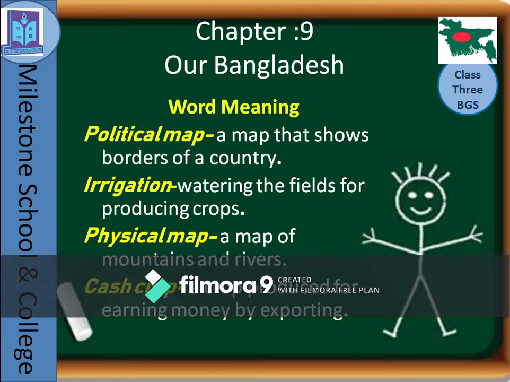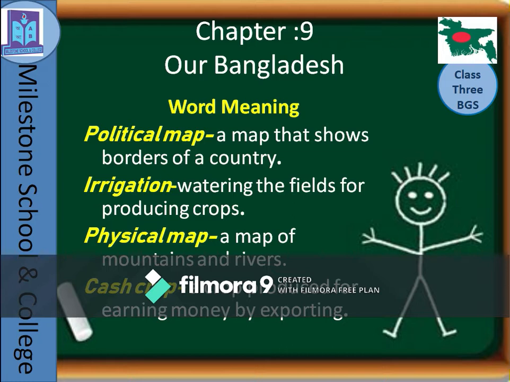Political map means a map that shows borders of a country. That means when a map shows the border of a country, which is used in administration with neighboring countries, it is called a political map. A map that shows the border of a country is called a political map.